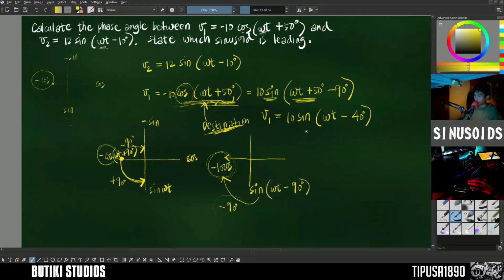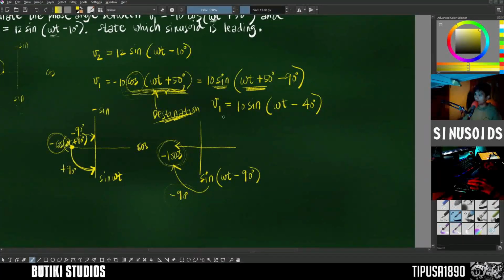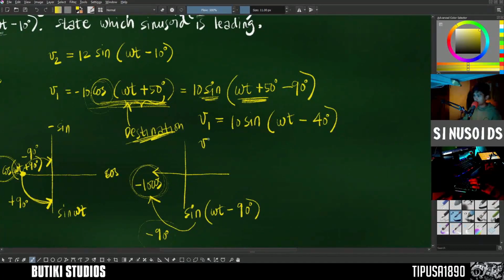And then comparing this with V sub 2, which is equal to 12 sine of omega t minus 10 degrees. So now we can safely compare these two sinusoids, because they are both sines with the same frequency, and they differ only in angular displacement. So what happens now is we can compare them.